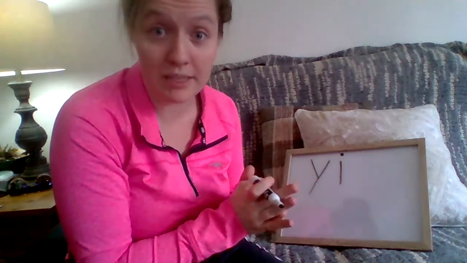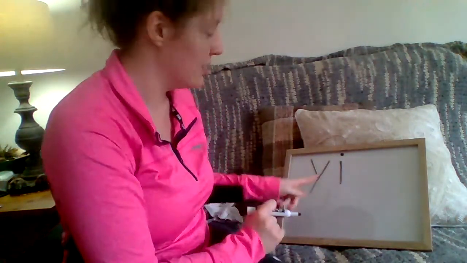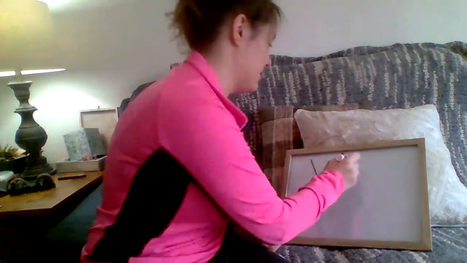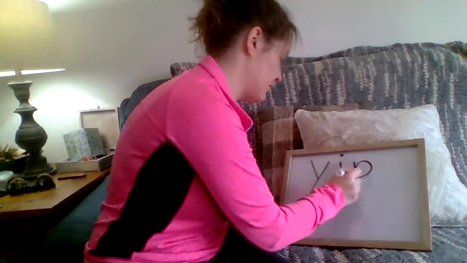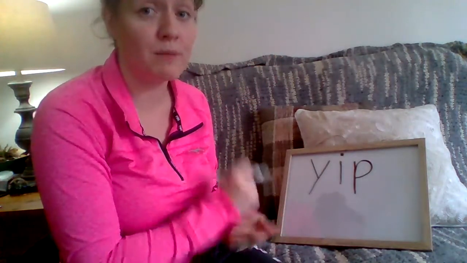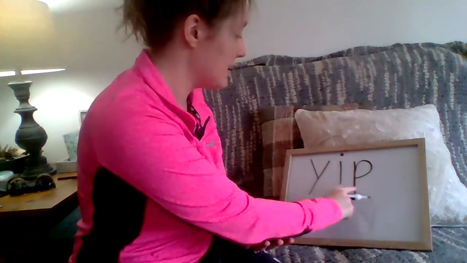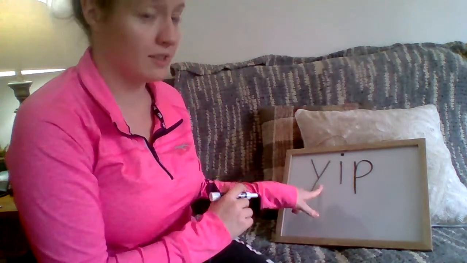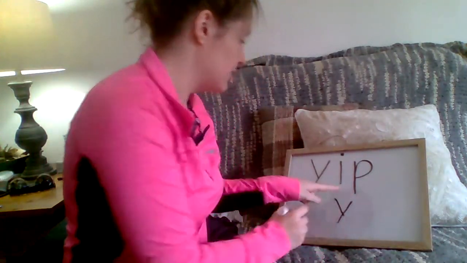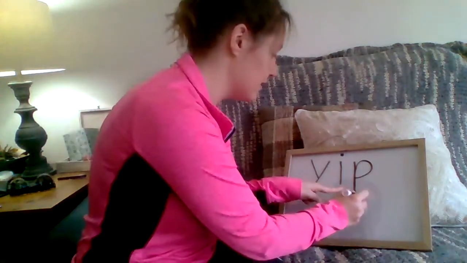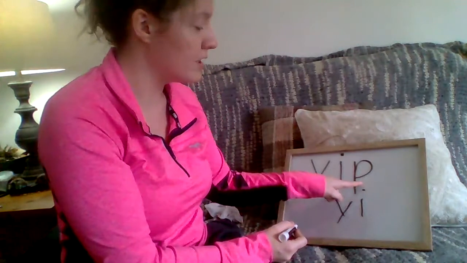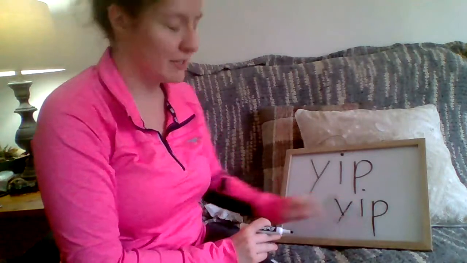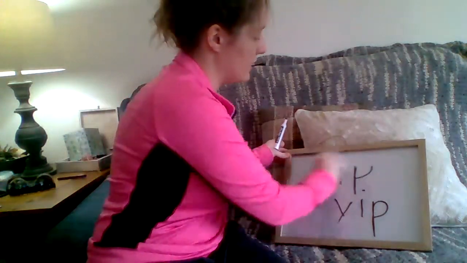As I always tell my kids, we don't want lollipops. So the word was yip. Y-i-p. What letter says p? P. Let's sound it out to make sure. Remember, the word we wanted was yip. Y-i-p. Yip. Okay, we spelled it right. Now let's rewrite it. First letter was Y. Second letter was I. Third letter was P. And that is yip. Go ahead. I'm going to erase mine.